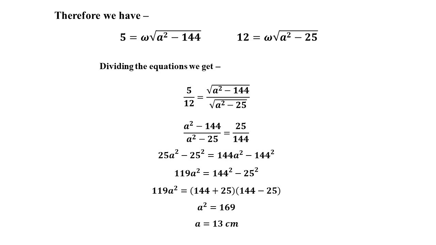Now if we divide these two equations, we get 5 by 12 is equal to root over of (a square minus 144) by root over of (a square minus 25), where omega cancels out. Now just squaring and rearranging and interchanging the terms, we get here the expression for amplitude a square is equal to 169, which yields a is equal to 13 centimeters. So by just mathematical calculation we can easily find out the amplitude from the given condition.